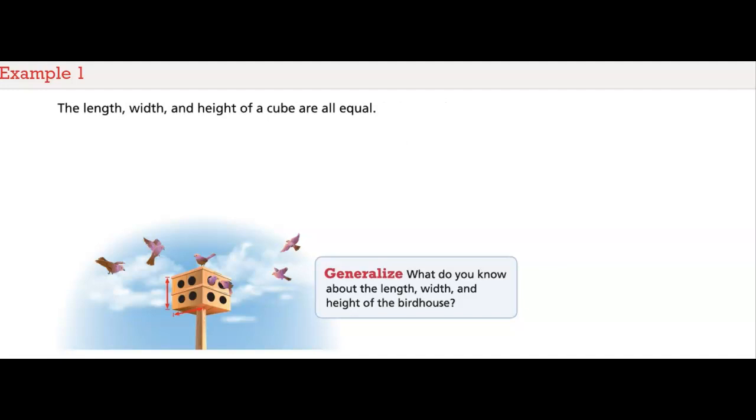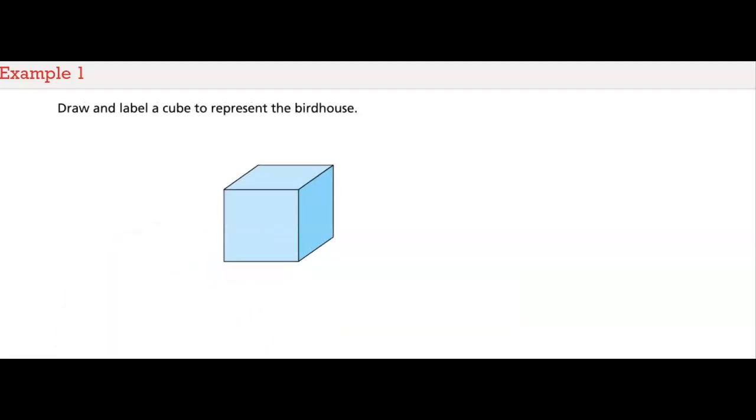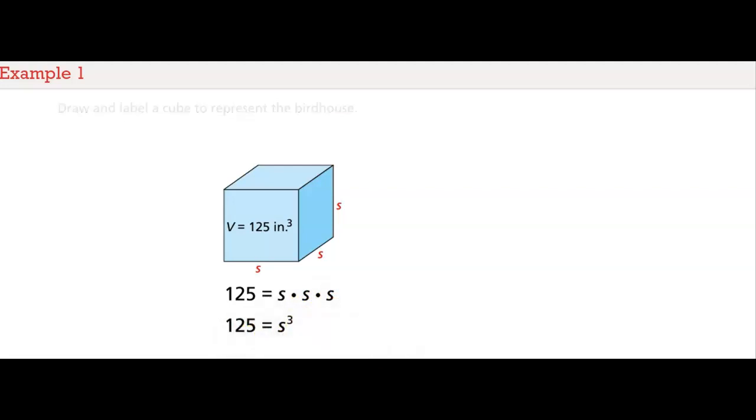The length, width, and height of a cube are all equal. We can draw and label this cube to represent the birdhouse. Alberto needs a volume of 125 cubic inches. The length, width, and height are all equal. We'll label the sides S. The volume is equal to S times S times S, or S cubed.